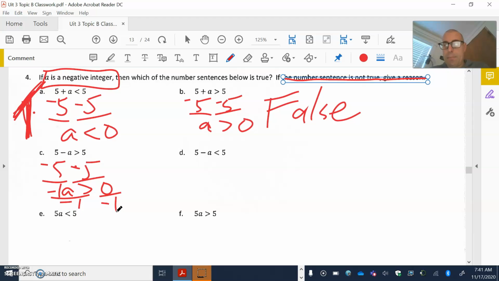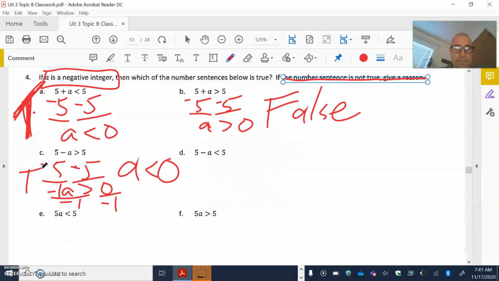And here's the thing we want to keep in mind: we just divided by a negative. What do you have to do with your inequality? Well, you have to flip it. So we're going to say a is less than 0. Again, we have to flip the inequality. It was a greater than symbol, we flip it and now it's less than. So if a is less than 0, does that make it negative? Absolutely it does. That's another true.